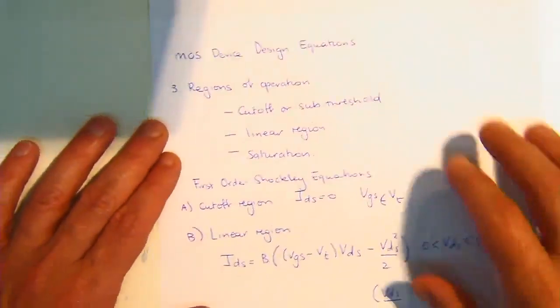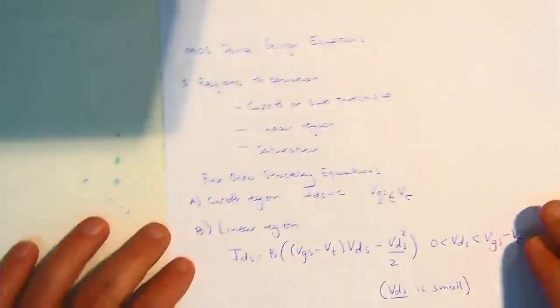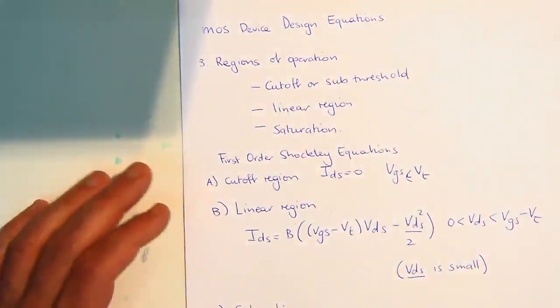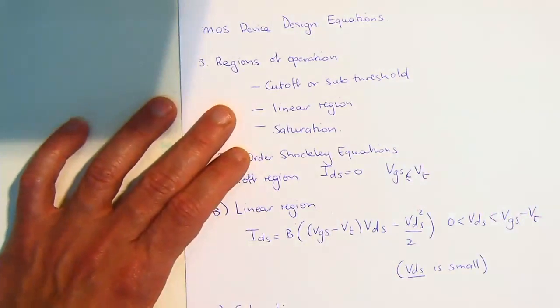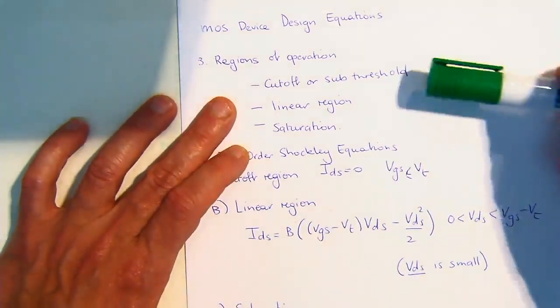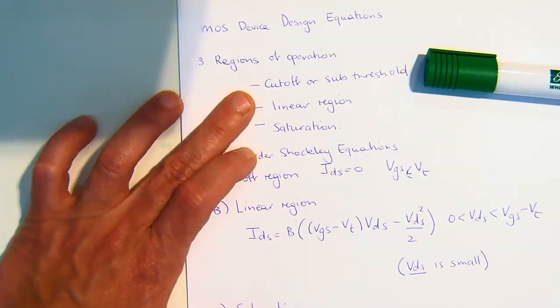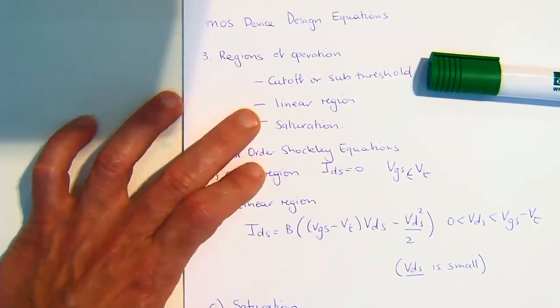So let's now talk about these MOS design equations. We're starting with some new material, and hopefully you've all seen this before, but there are 3 regions of operation for a MOS transistor. There is the cutoff region, or subthreshold. What does that mean? Yeah, it's cut off. So the input voltage is below threshold, and it's cut off, meaning there's no current. Yeah, perfect. Linear region.